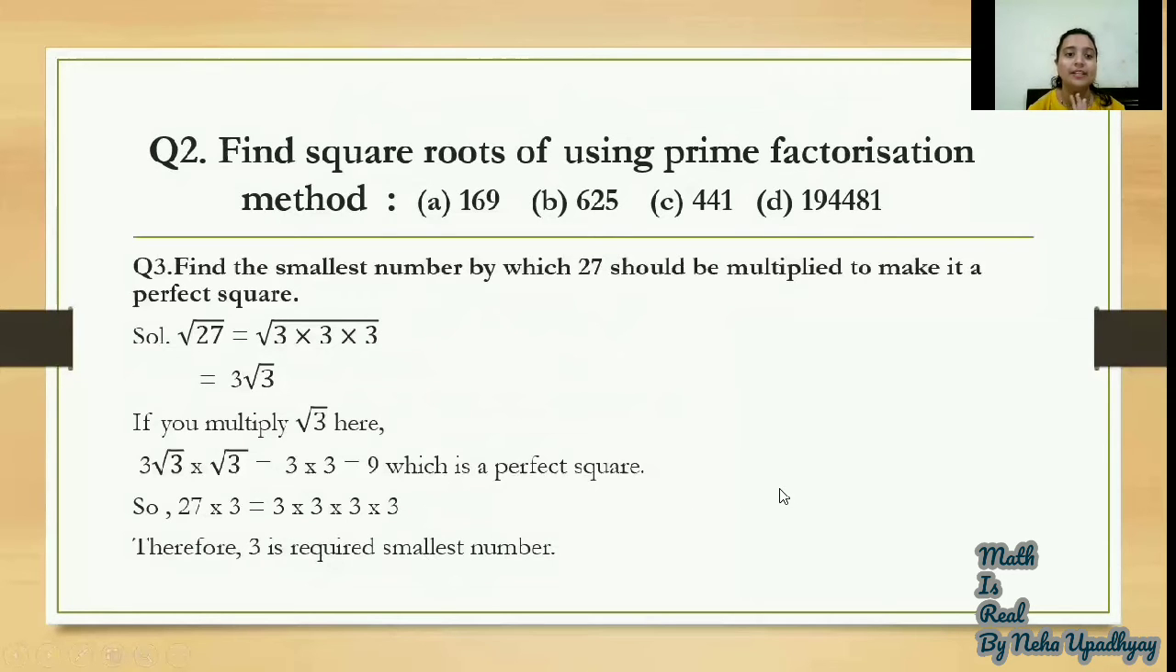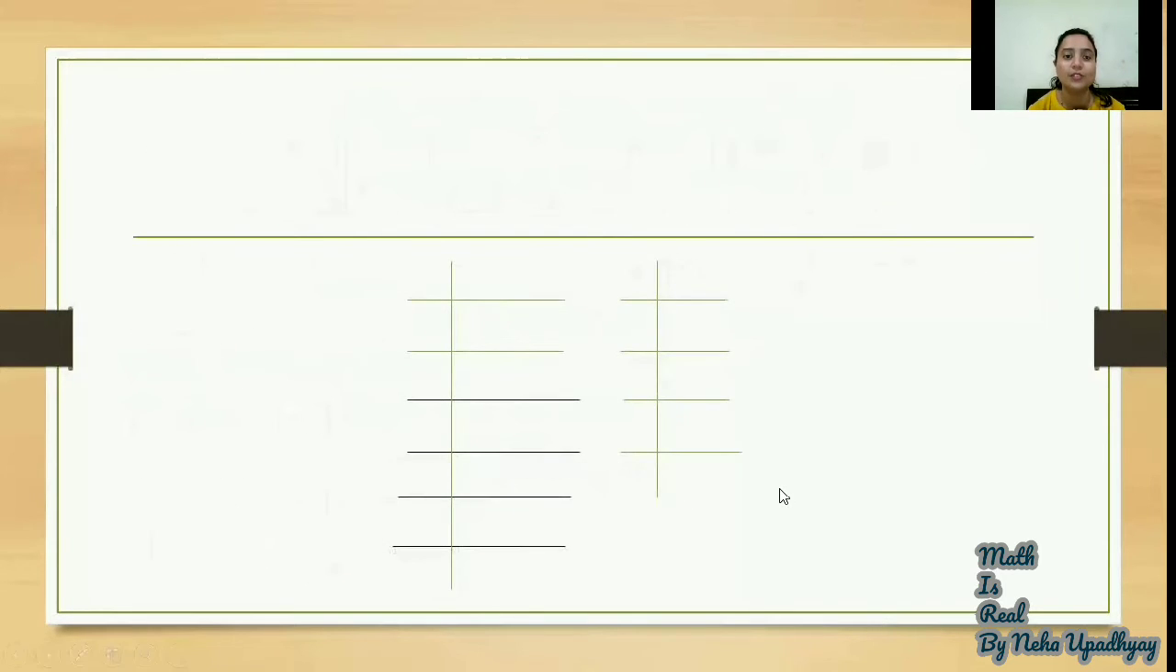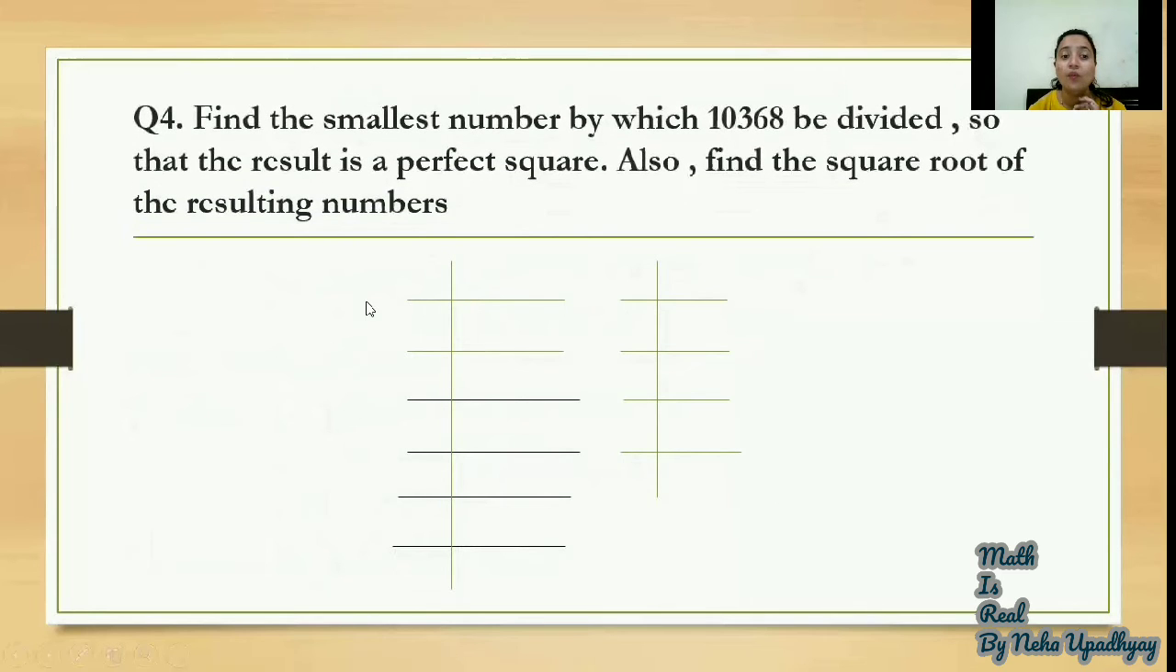Okay. Now let's move to the next question. Find the smallest number by which 10,368 should be divided so that the result is a perfect square.